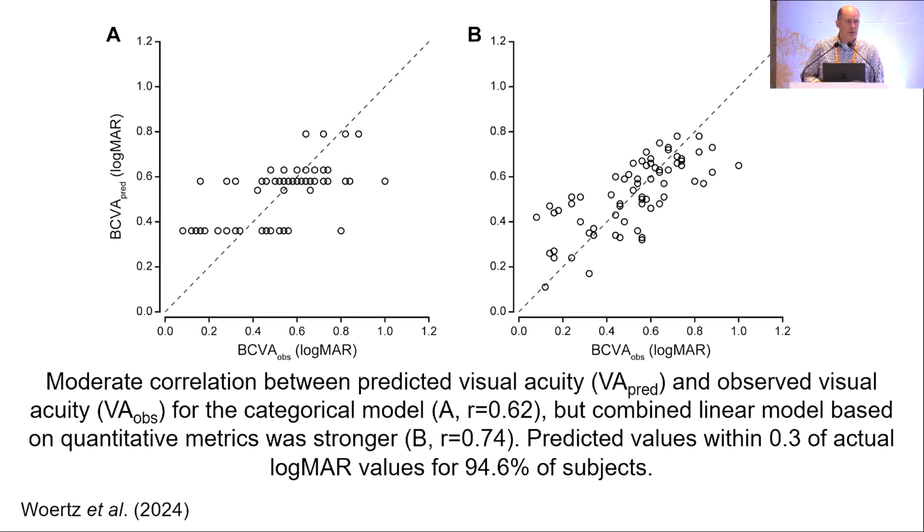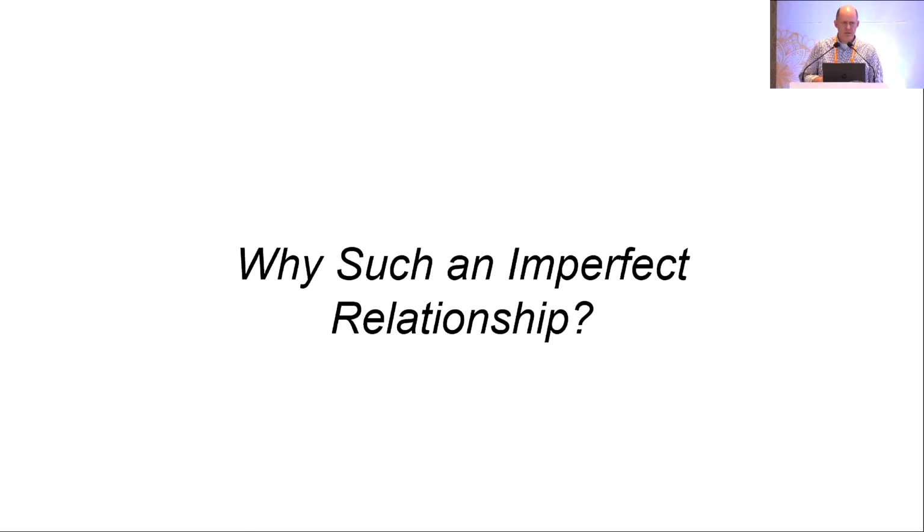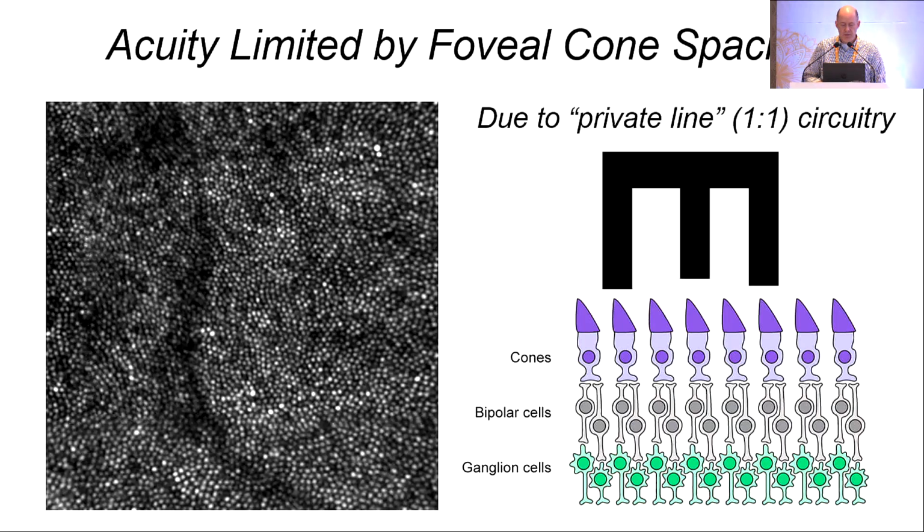But it's still not good enough, and so what I'd like to spend the last few minutes on is discussing why might this be such an imperfect relationship. Why does anatomy in albinism not predict visual acuity with a high degree of accuracy? And so you need to return to what limits visual acuity in the first place, and that is the spacing of the foveal cones. And so this is an image of a patient with albinism taken with adaptive optics. Each one of the circles there is an individual cone photoreceptor at the central fovea.